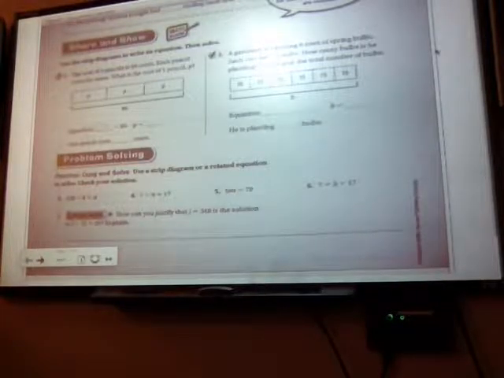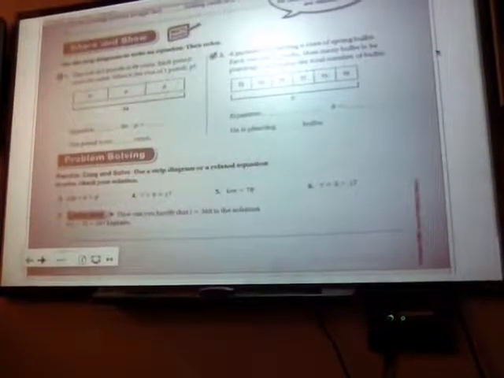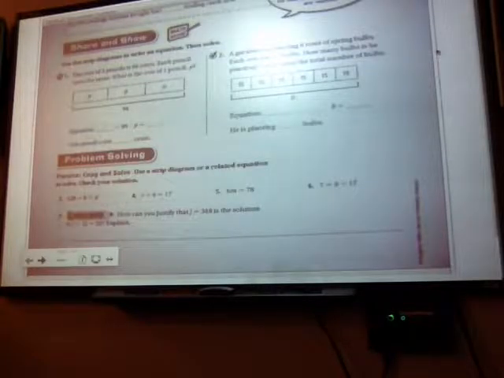336 today, 336. So yesterday we talked about creating equations with adding and subtracting. Today we're going to work on equations and strip diagrams with multiplying and dividing. Okay, so look at question number 1. It's got a strip diagram. Obviously on the STAR test you can't create one, but you need to be able to read one. Okay, so number 1 says what?